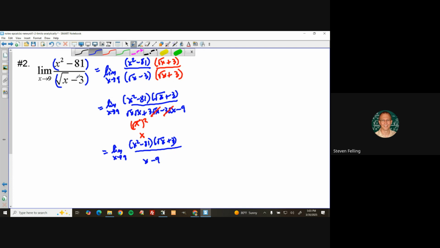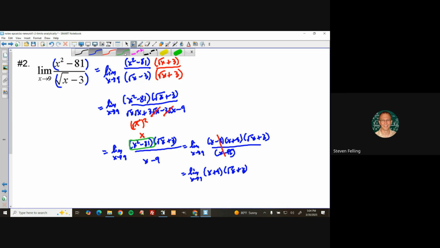Now, we're still dividing by 0. If I plug a 9 in here, I see that. But I also have this, which can be further factored. So that can be factored, by difference of squares factoring, into x minus 9 times x plus 9 times the square root of x plus 3 over x minus 9, which means that this x minus 9 can cancel, and we're left with the limit as x approaches 9 of, there's no more fraction, it's just x plus 9 times the square root of x plus 3.